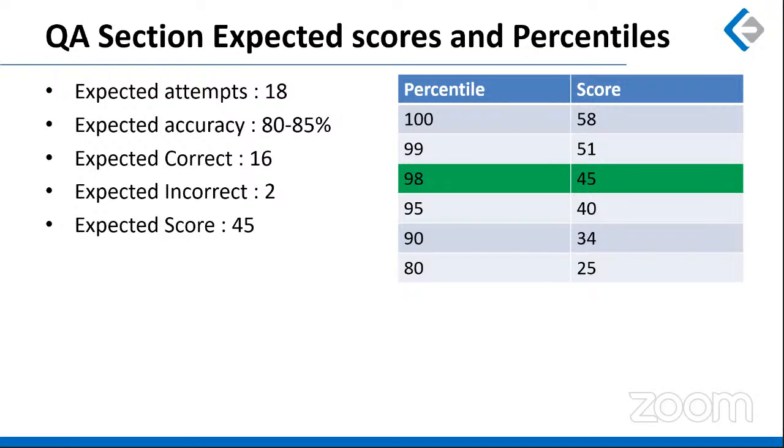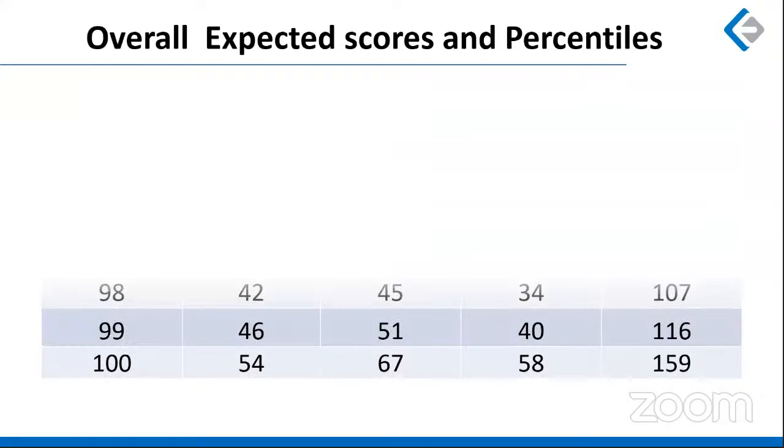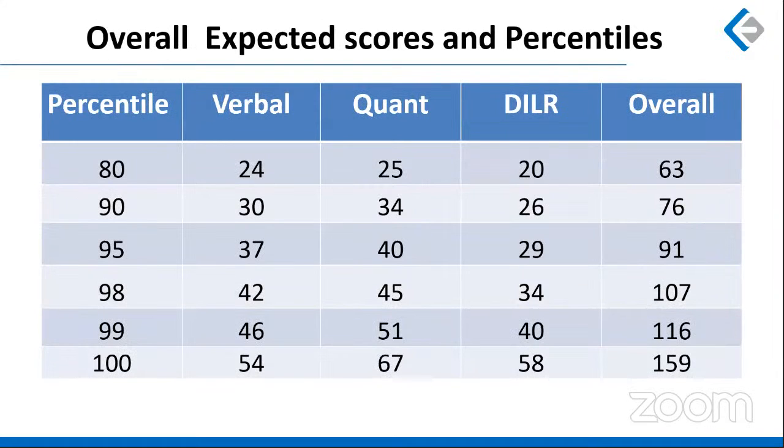99 is at 51 and 100 percentile at 58 plus. That upper range is obviously going to be very tough. So not a very difficult paper, quite an easy and moderate paper. The overall scenario would have been this. You have already seen the verbal, quant and DI.